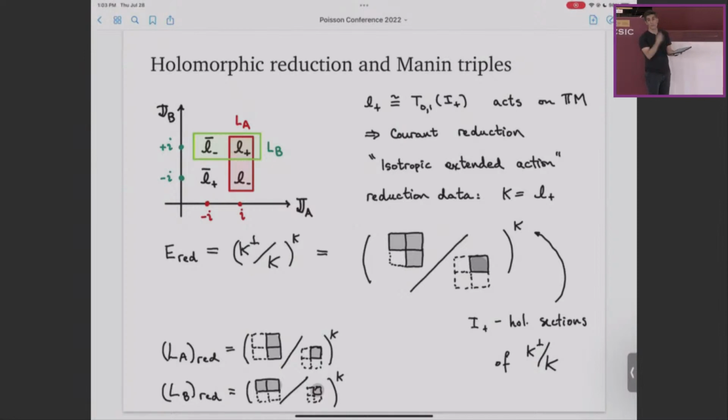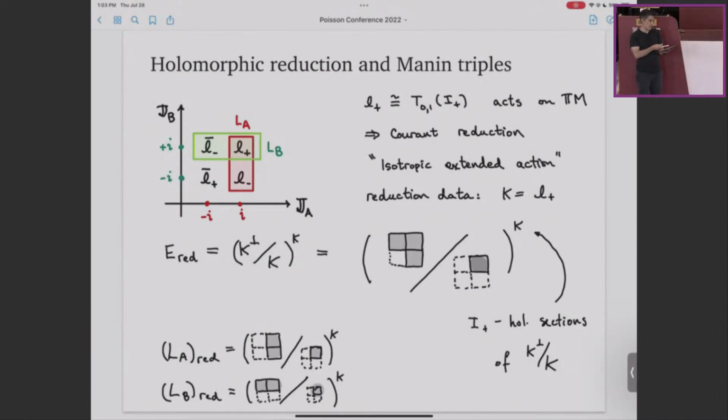Instead, what it's doing is defining a complex structure. So instead of taking K invariants, what you should do philosophically is take holomorphic sections instead. You should take the kernel of the d-bar operator that you get by letting L plus act by the bracket. And so that's what it means, that little k on the top right. We're supposed to take the coisotropic modulo the isotropic, and then take invariant sections, which in this case means holomorphic sections.